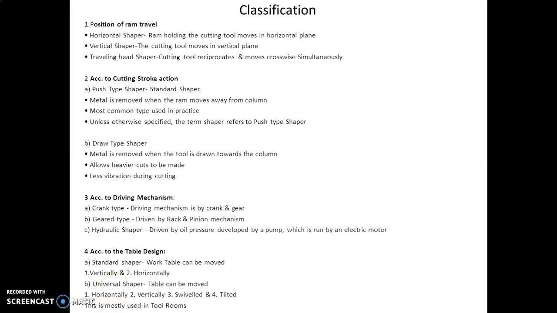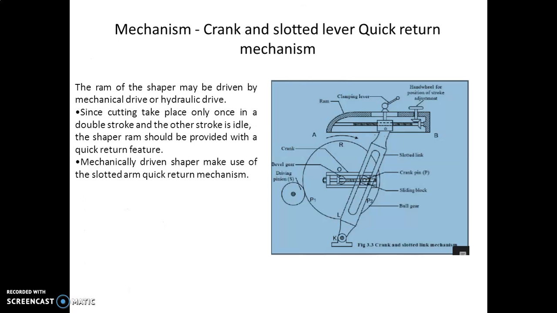We will now clarify the mechanism, that is the crank and slotted lever quick return mechanism, in which the cutting action of the tool is explained by use of this crank and slotted lever quick return mechanism. In this, the mechanical ram drive is a slotted arm quick return motion mechanism.